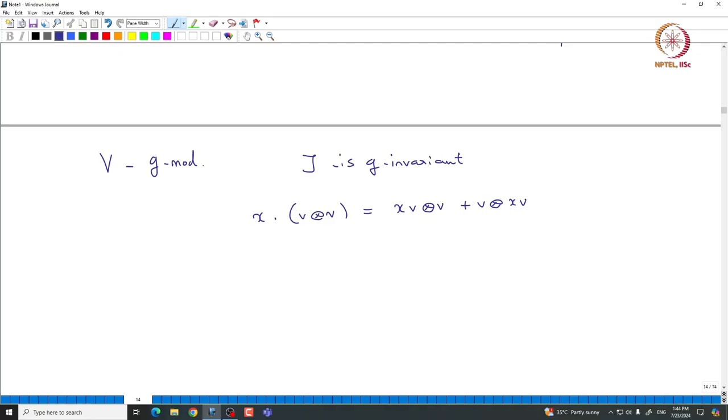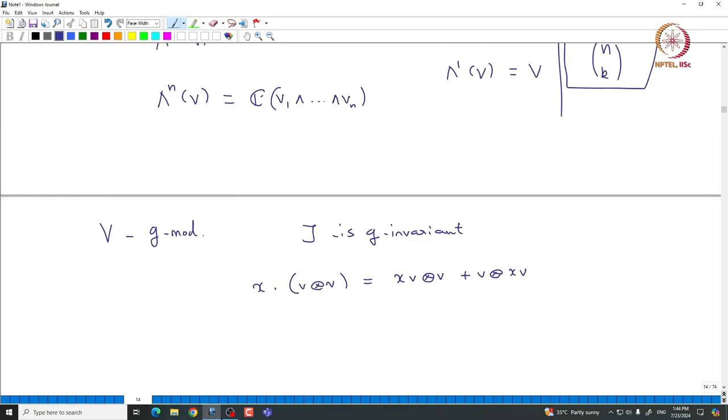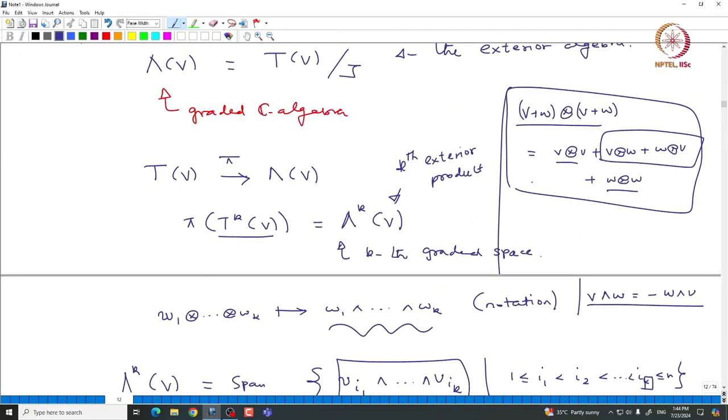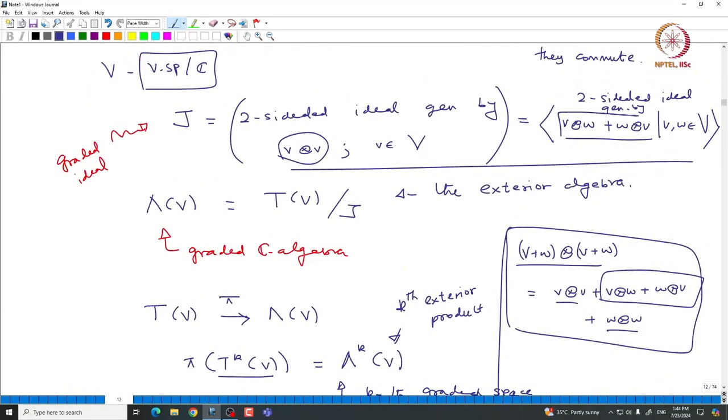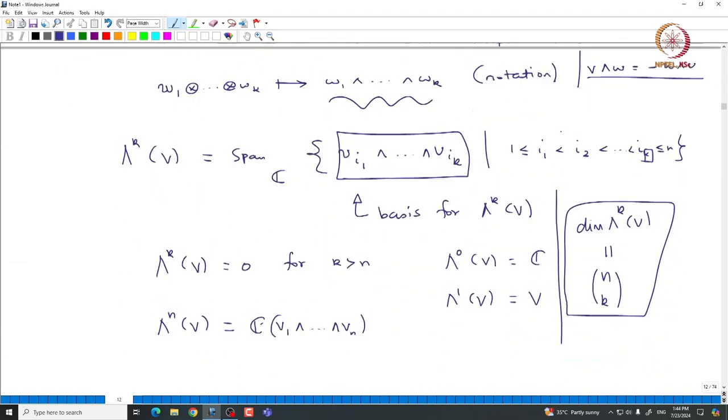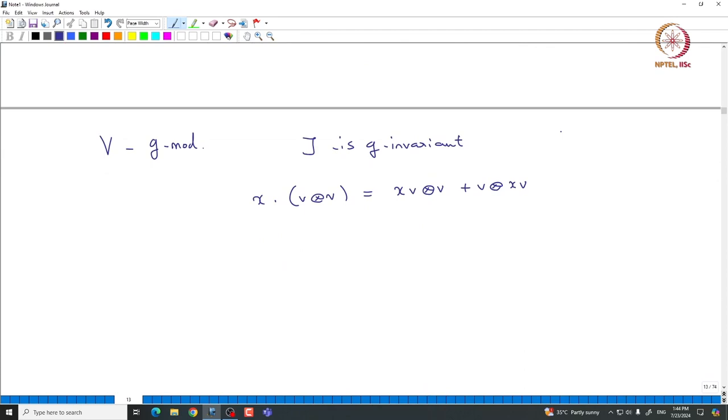You can actually just add and subtract xv and xv. So, it is actually easy to verify the other relations. Maybe I will do that. You take this v tensor w plus w tensor v, then it is easy. So, let us do that.